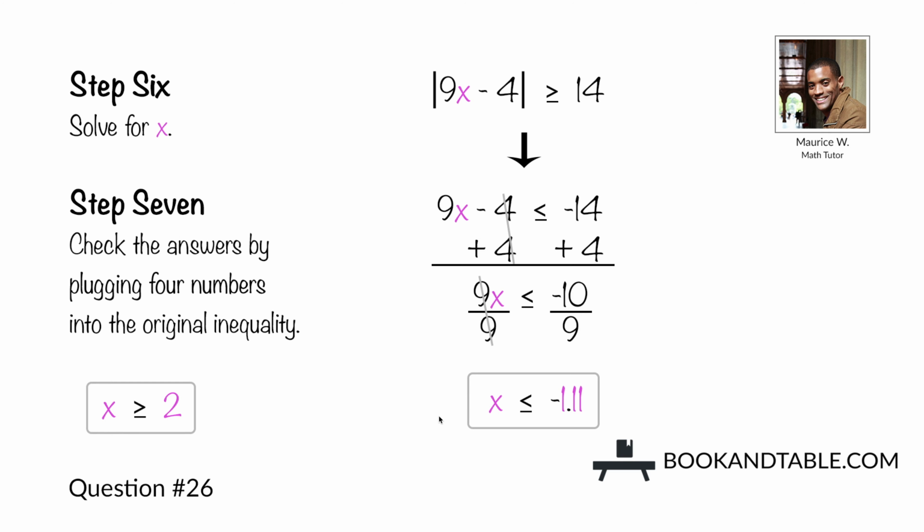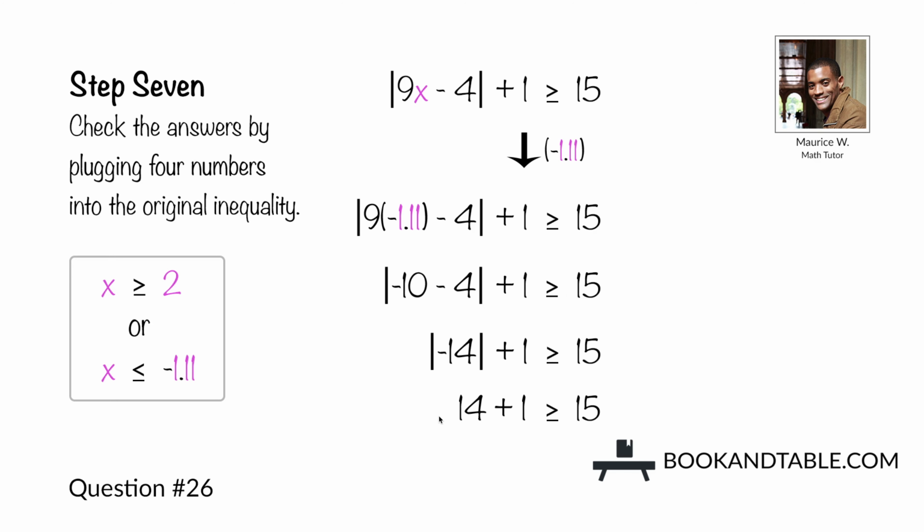We check the answer by plugging 4 numbers into the original inequality. So starting with the negative values, x is less than or equal to negative 1.11. So if we plug in negative 1.11 for x first, we get 9 times negative 1.11, which gives you negative 10. Negative 10 minus 4 gives you negative 14. The absolute value of negative 14 is 14. 14 plus 1 is 15, leaving us with the true statement 15 is greater than or equal to 15. So x can equal negative 1.11.